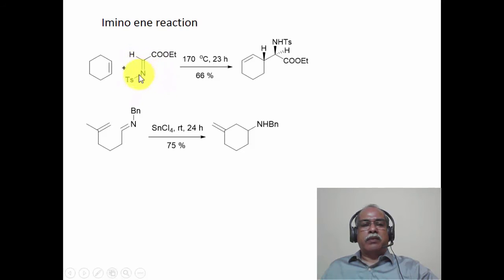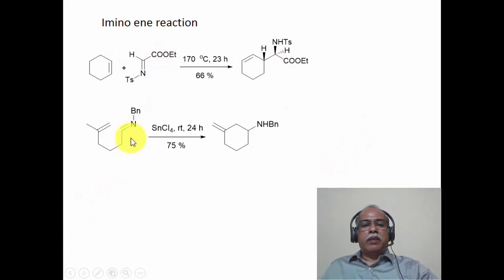Here a tosyl imine of the glyoxaldehyde is taken and reacted with cyclohexene, resulting in the formation of the product shown here by a transfer of a hydrogen from this position to nitrogen, and resulting in the carbon-carbon bond formation to the beta position to give this product.